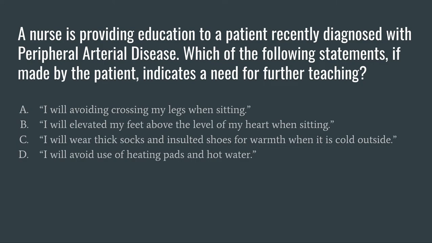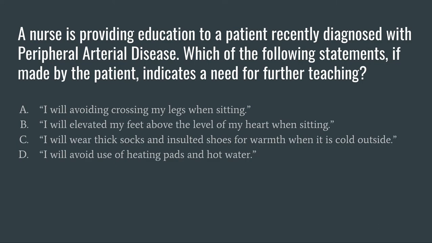B, I will elevate my feet above the level of my heart when sitting. Okay, this is a tricky one. In a patient with peripheral arterial disease, you want them to elevate their feet at rest, but you do not want them to elevate them above the level of the heart, because when you think about it, that extreme elevation will further slow arterial blood flow to the feet. So while you want them elevated, you don't want them elevated above the level of the heart. So B is wrong. So B is likely our correct answer, but let's move on just to make sure.